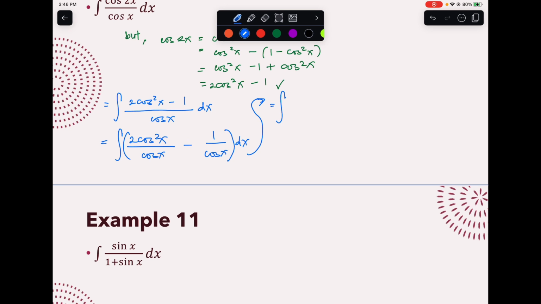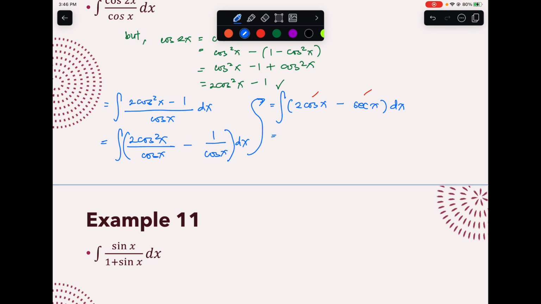And I have 2 cosine squared over cosine. So that's the same as 2 cosine x. Then the identity for 1 over cosine, so that will be secant x dx. So 2 cosine is 2 cosine x. 1 over cosine is secant. And again, we have a direct integral for cosine as well as for secant.